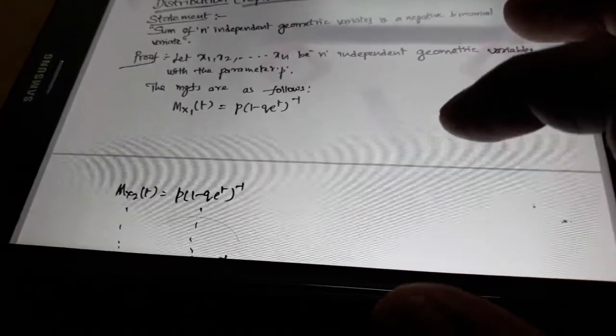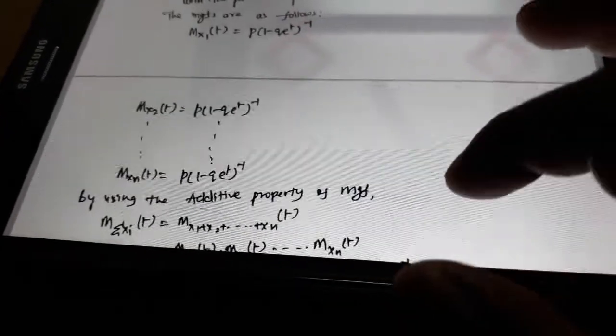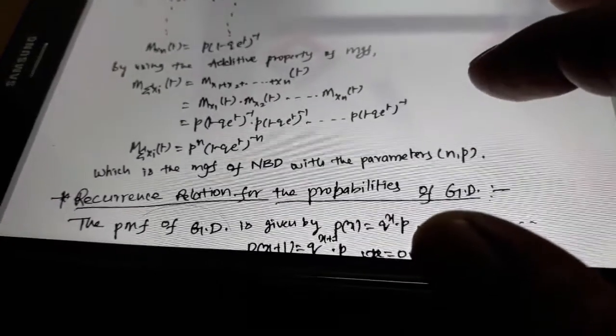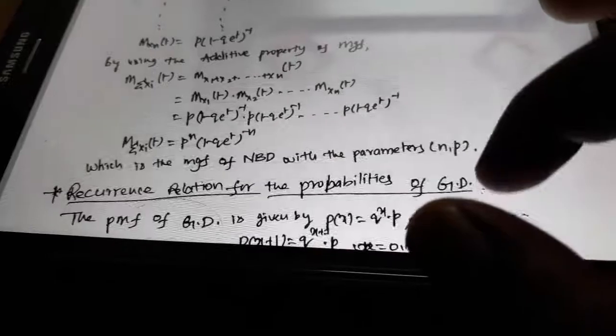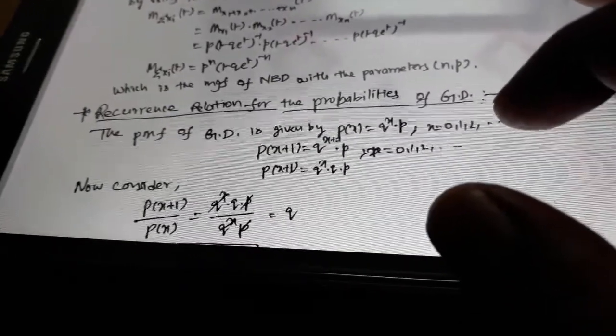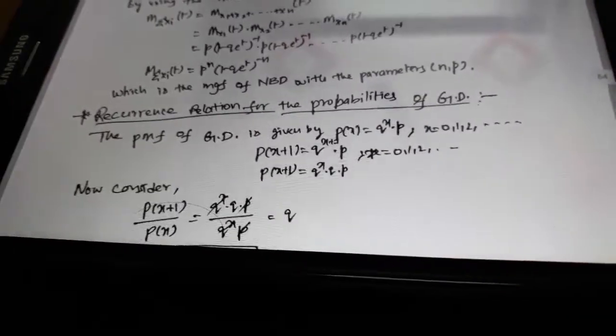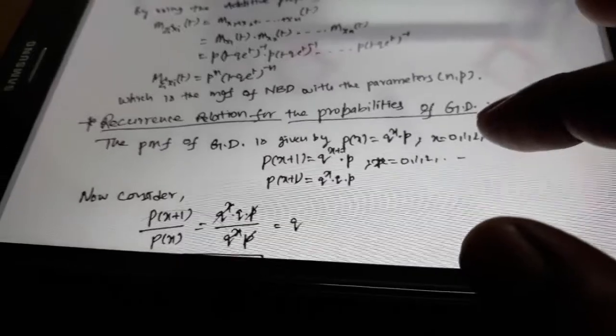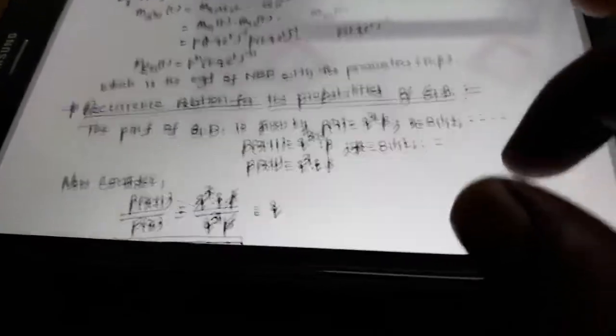We will get MX1(t), MX2(t), up to MXn(t). By using the additive property of MGF, the MGF of the summation of Xi at t, when we substitute it, is of the form of the MGF of a negative binomial distribution. That's where you can apply the negative binomial distribution also. Then the recurrence relation for the probabilities of the geometric distribution is repeated, very easy.